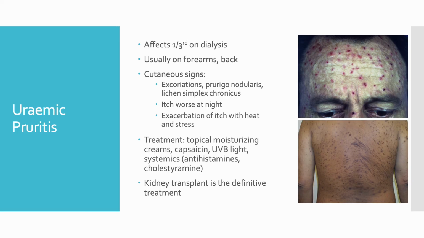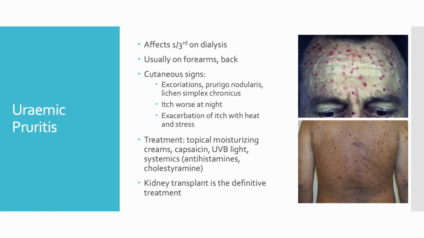Severe itch affects up to about a third of people having renal dialysis. It usually occurs on the forearms and back, and at first the skin might appear normal or may just be excoriated, but eventually we'll see prurigo lesions and lichen simplex due to chronic scratching. The itch is often worse at night and will be exacerbated by heat and stress. So a common and sometimes disabling complication of renal disease, particularly those undergoing dialysis.